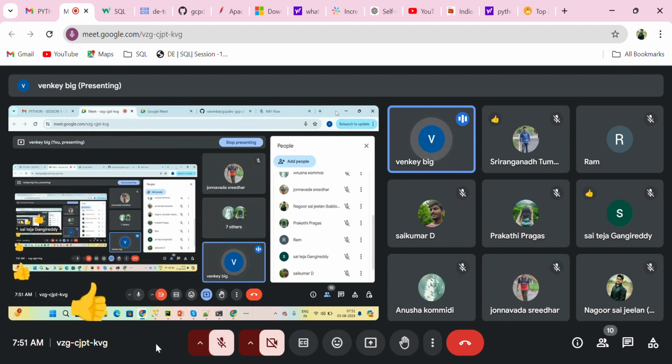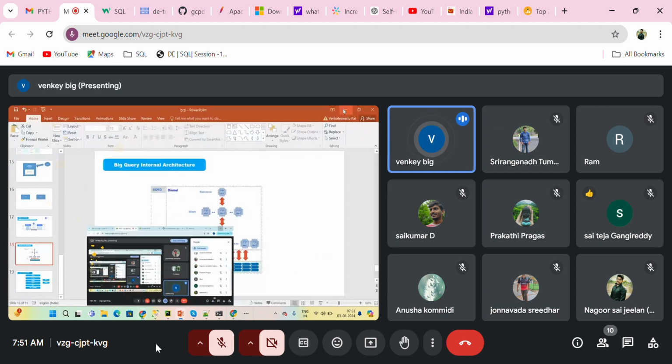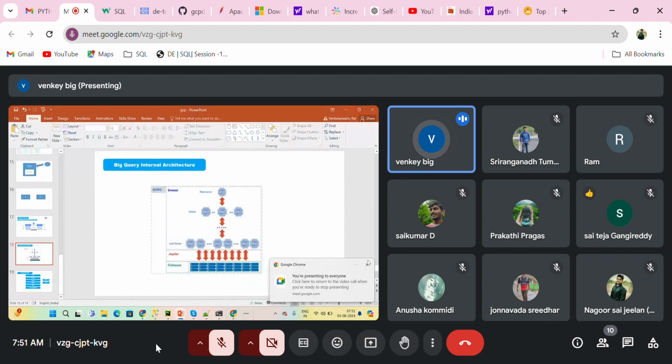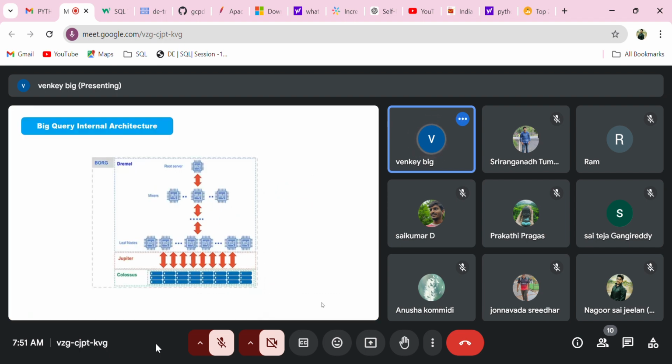So this is the BigQuery architecture. I think most of us got some understanding. If you are not clear, please go and explore and try to see some animations or videos, so that you will get more clarity on these things, right?